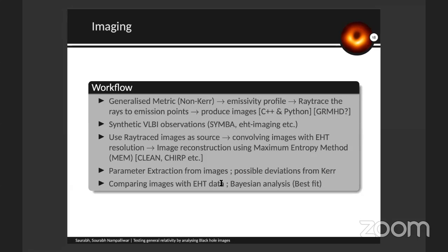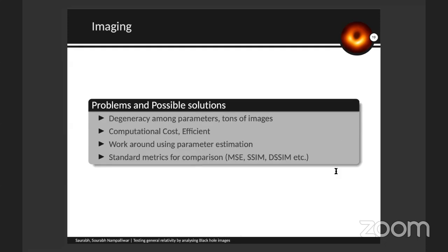So here we are trying to test general relativity in the most extreme way, where we are not just testing the space-time geometry using a curved black hole, but we are testing it using a generalized metric, so that if we have some deviations from Kerr, we will be able to see that. Or if there are no deviations from Kerr, that means general relativity is successfully passing that particular test.